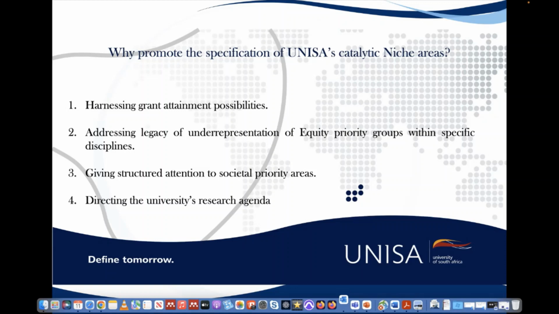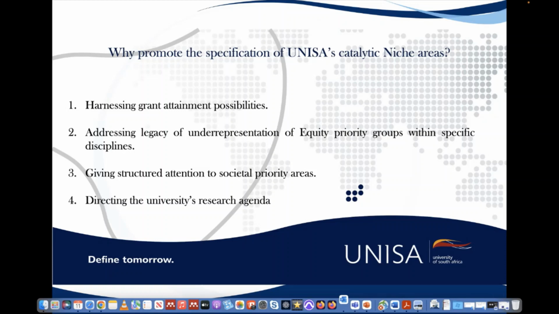Then finally, the other reason we specify catalytic niche areas is that the best universities in the world become the best because they have a very focused research agenda. They will say, look, we are known for this. So when you talk about Harvard, it will be known for its medical school. They are known for its business school.